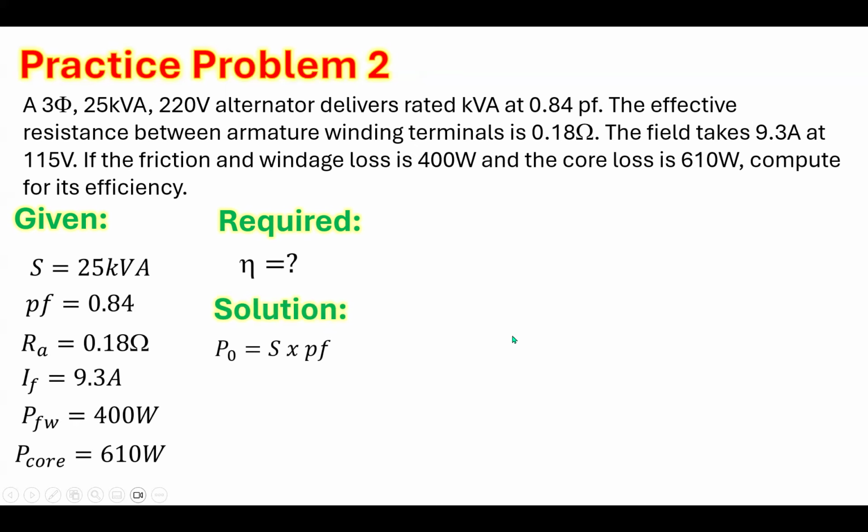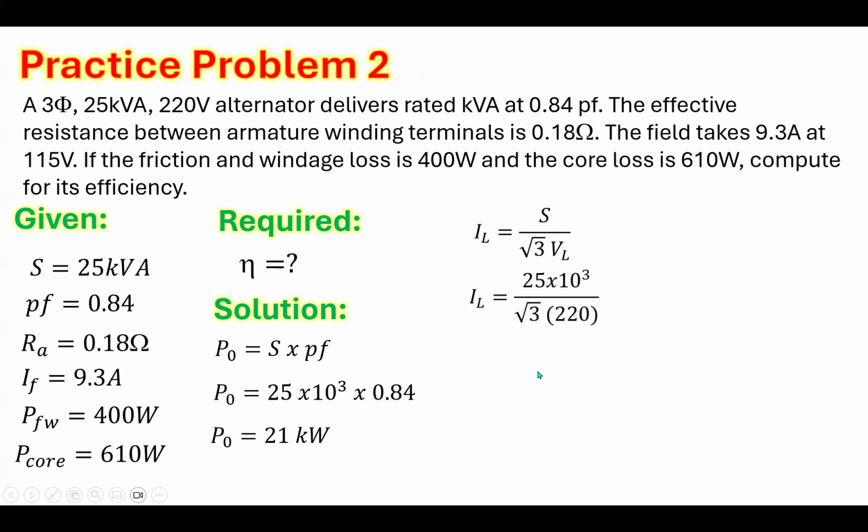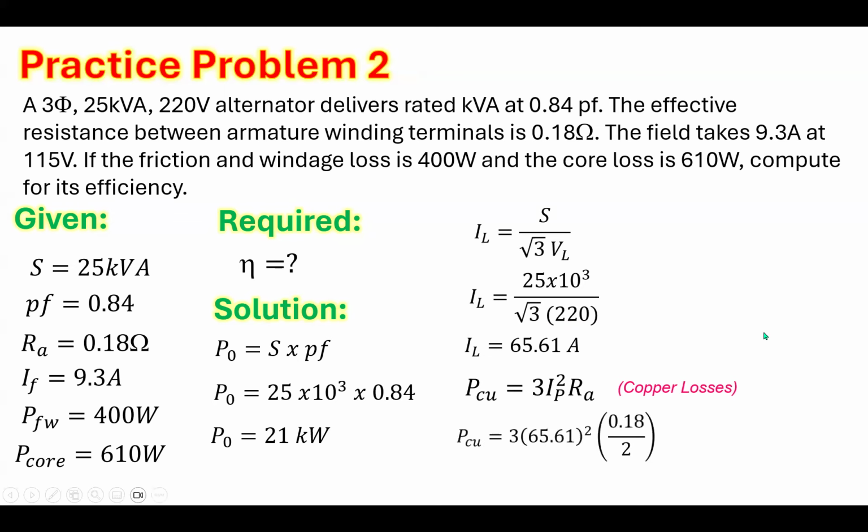So for our solution, let us solve for the output power. That is the apparent power multiplied by the power factor, and that will give us 21 kilowatts. For the line current, it's simply the apparent power all over the square root of 3 multiplied by the line voltage. Then substitute the values, and that will give us 65.61 amperes. For the copper losses, simply we will use our formula 3 multiplied by I squared multiplied by the armature resistance, and that will give us 1.16 kilowatts.